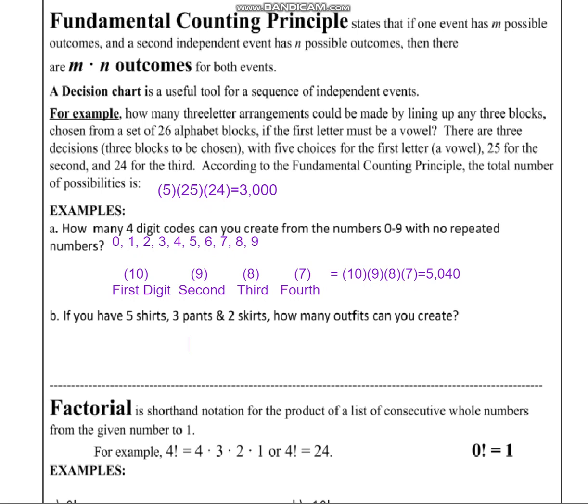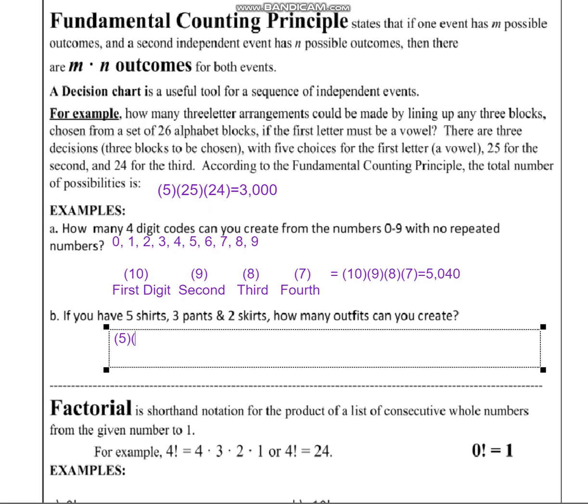Now here, this one gives you everything, right? We don't have to try to figure out how many vowels there are in the alphabet. Here it says if you have 5 shirts, 3 pants, and 2 skirts, how many outfits can you create? It's as simple as doing 5 times 3 times 2. At this point, I ask you, what is that? You should be able to tell me. You can create 30 outfits from that number of clothing.